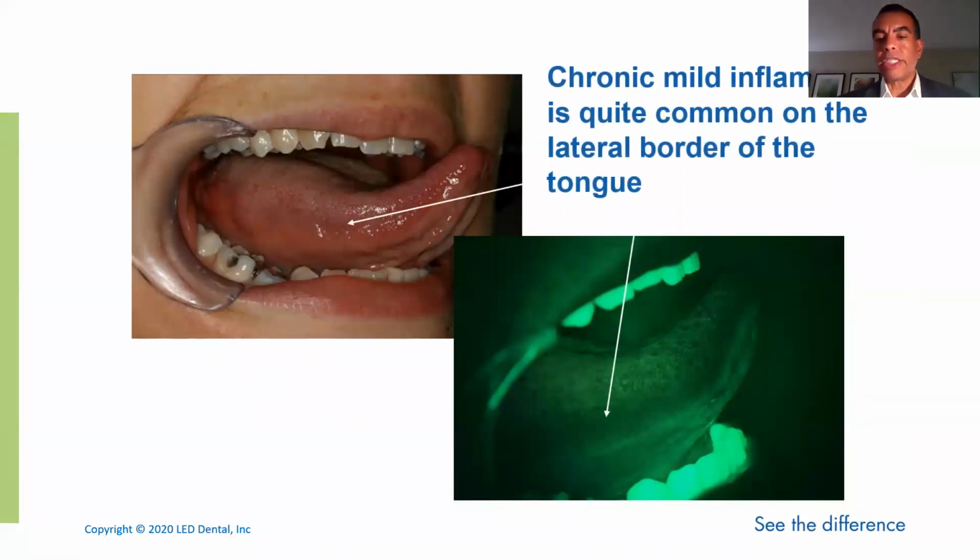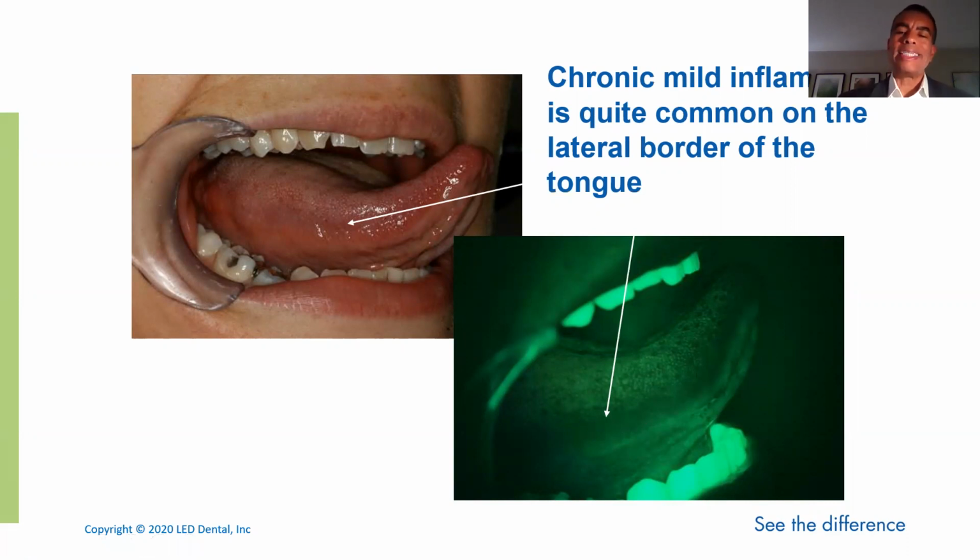Not uncommon to have irritation due to sharp edges, malocclusion. Here we see a dark sort of linear area. Now, again, cancer is not going to grow in a line, right? These tend to be bilateral, and when we rub across it, it tends to turn green. Great, so we know this is just irritation.